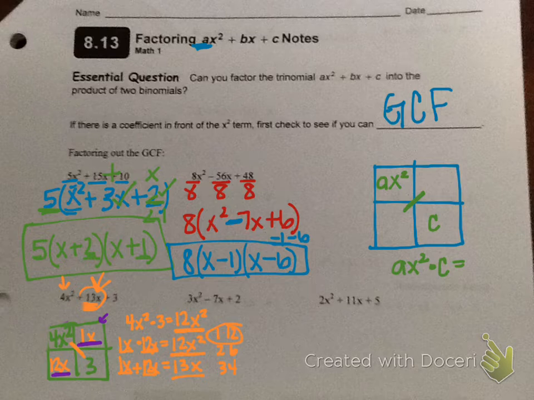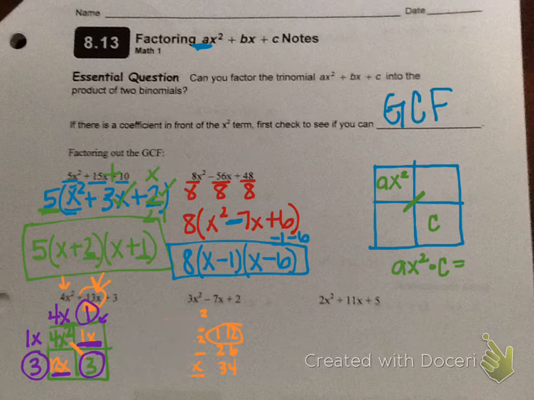So since this is a 1, it's likely that this is a 1x, and 1x times 4x makes 4x squared. So then I look over here. 1x times 1 would make 1x. 4x times 3 would make 12x. And then 3 times 1 makes 3. So everything works out here.